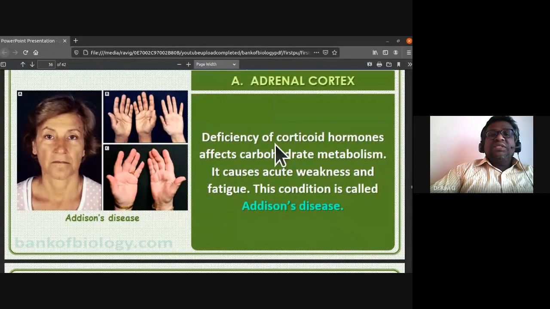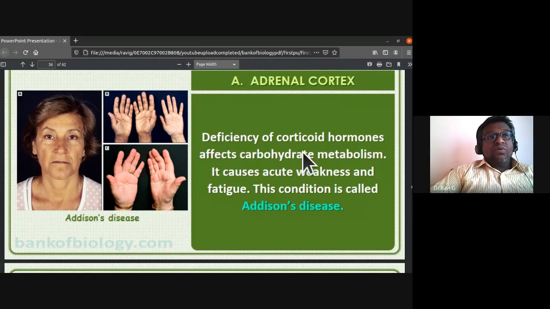Now, what does deficiency of corticoid hormones lead to? It affects the carbohydrate metabolism. It causes acute weakness and fatigue. This condition is called Addison's disease. You know that in carbohydrate metabolism, gluconeogenesis, lipolysis, and proteolysis take place. That carbohydrate metabolism will be affected, as well as the glucocorticoids.